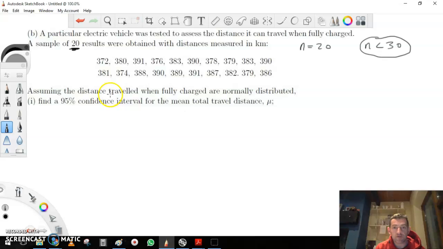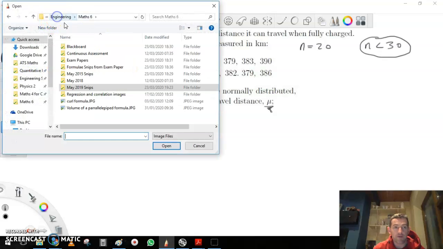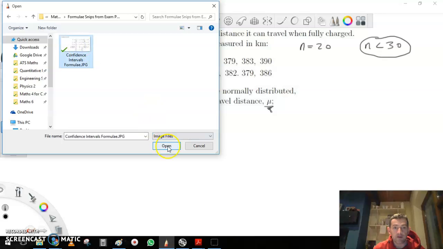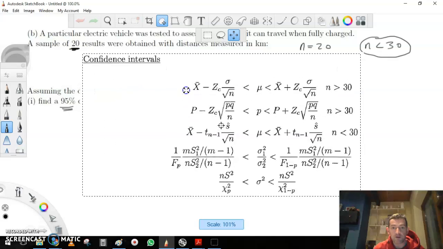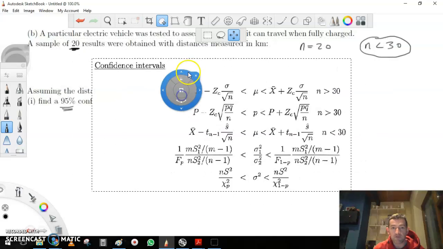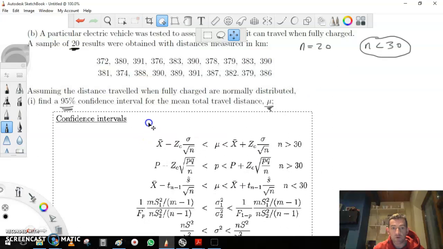Assuming the distances traveled when fully charged are normally distributed, find the 95% confidence interval for the mean total travel distance mu. So we'll go to the back of the exam sheet and get the formula that we want. And this is it here, confidence intervals, because it said confidence intervals in the question there, didn't it? So let's see, confidence intervals for the mean.